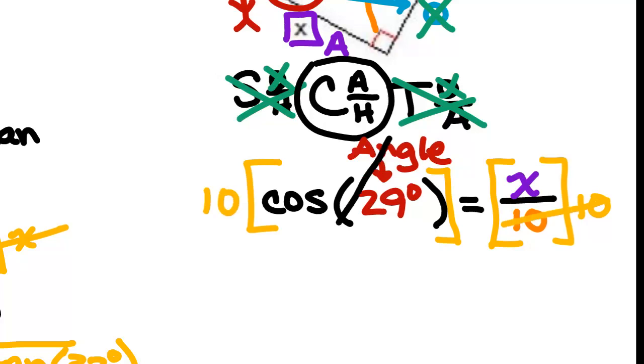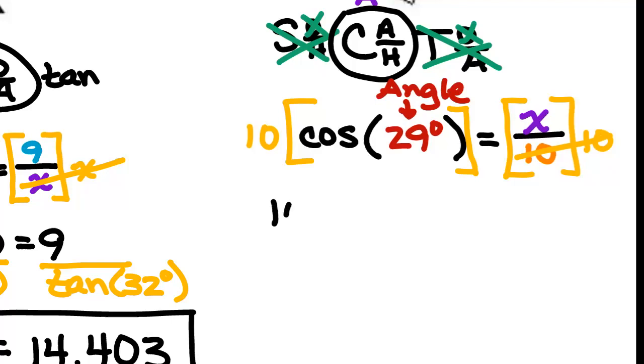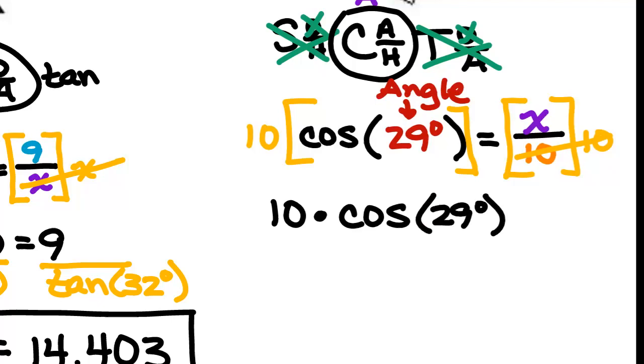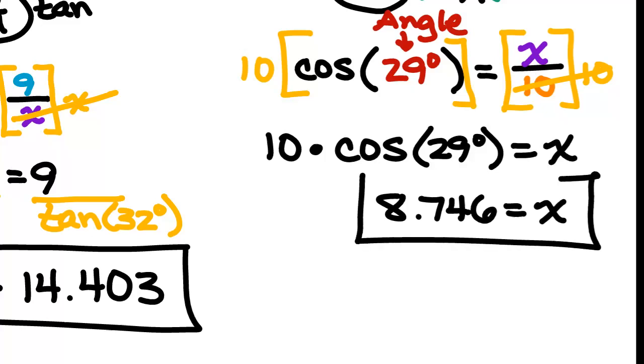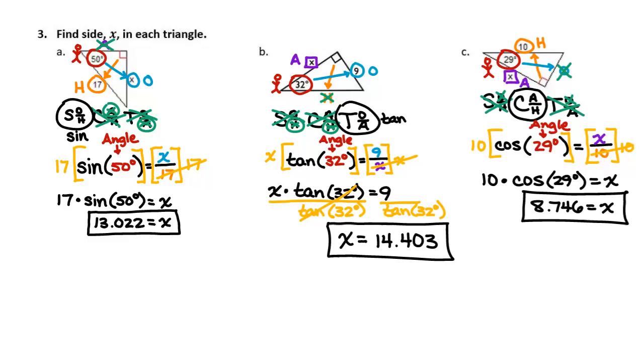Into my calculator, I do 10 times cosine 29 degrees. What do you get when you put that in the calculator? 8.746. Very nice work.